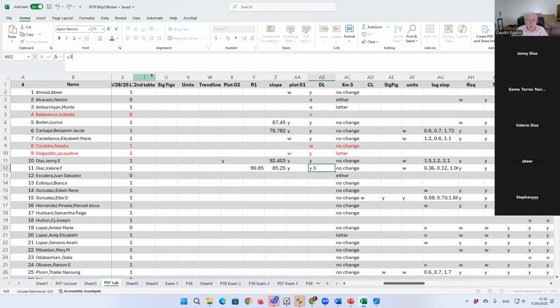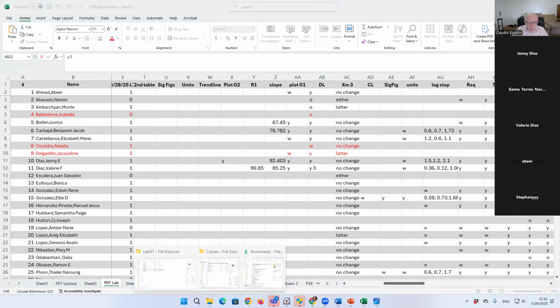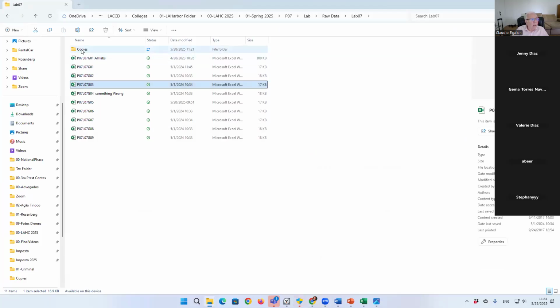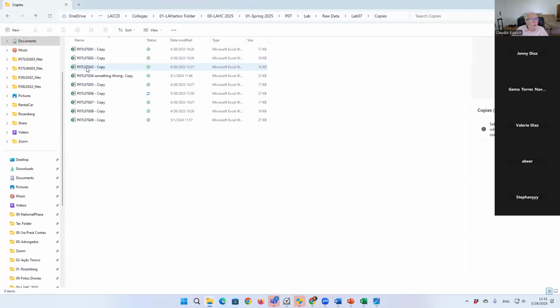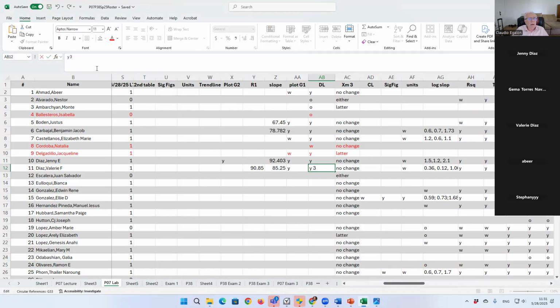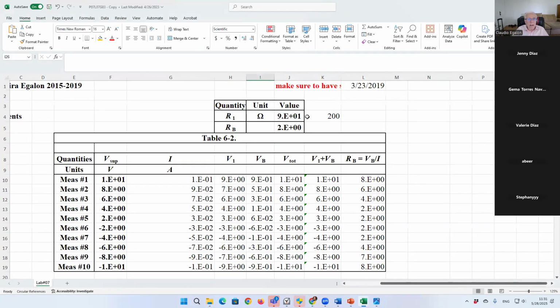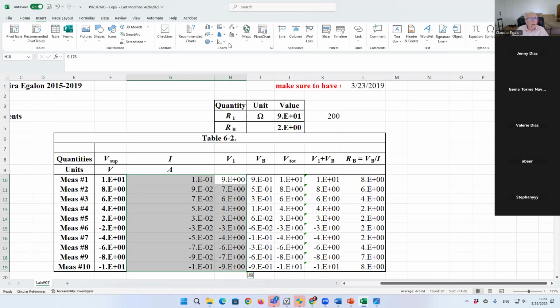A little bit far off, 5% difference seems a little bit too much. Let me see. Group number 3. Yeah, here you go. 90.85, right? And then you plot V1 and I. Let's see.